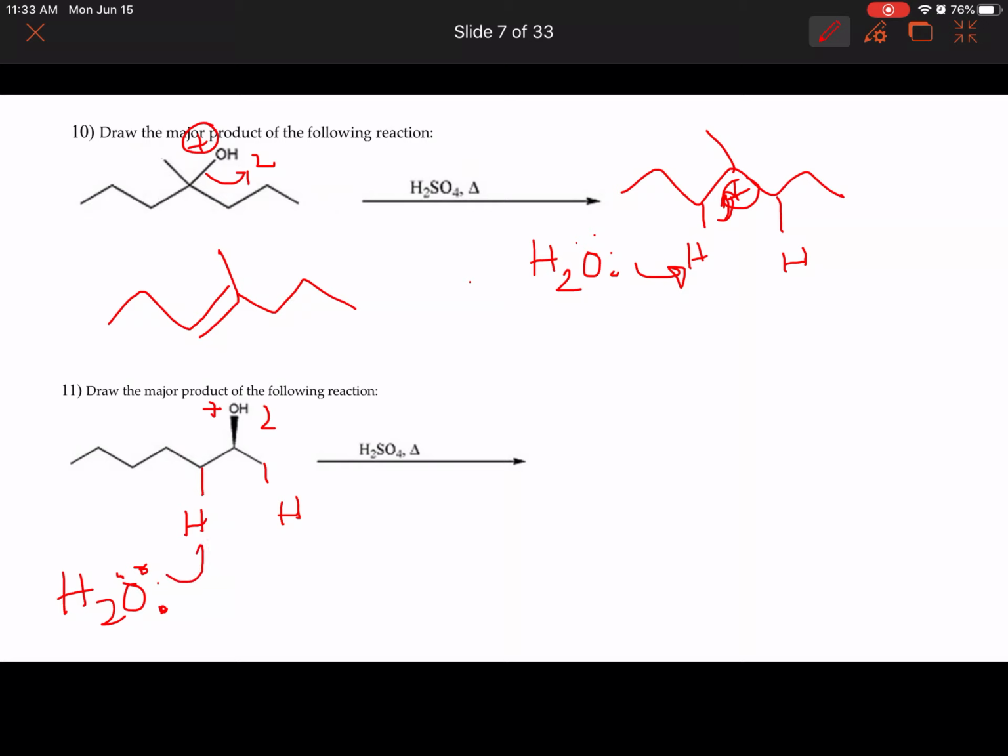So it's going to go and grab this hydrogen and then form a double bond between these two carbons and leave a water molecule, giving us the most stable alkene, which is this. But if the terminal hydrogen is left, you are getting a terminal alkene, which is going to be less stable compared to the substituted alkene. So this is going to be the product for this one.